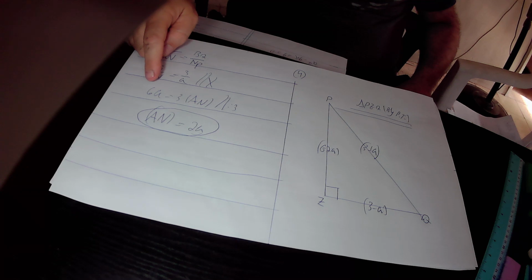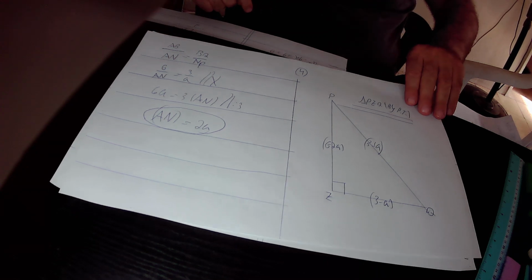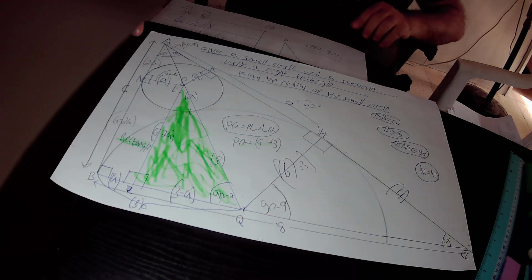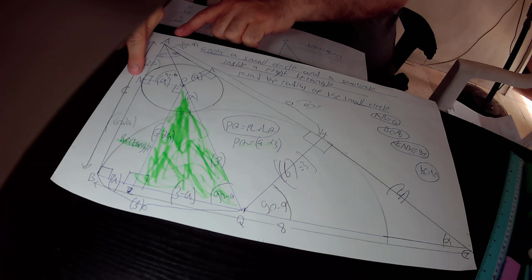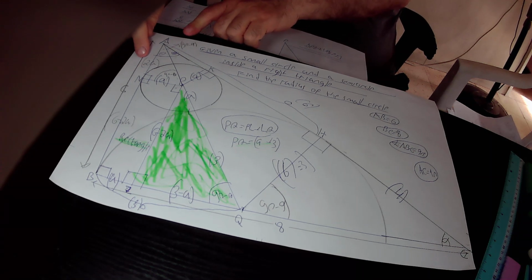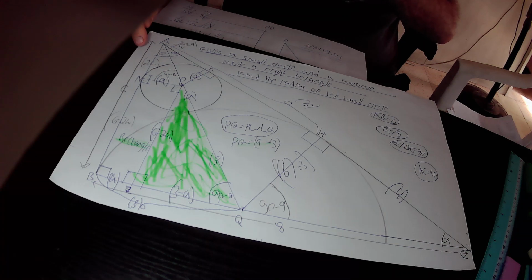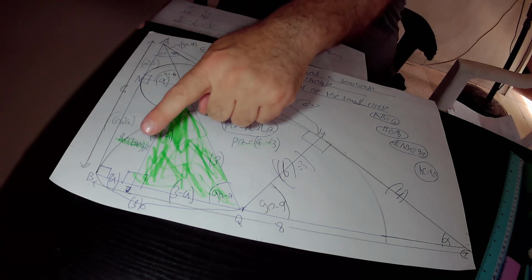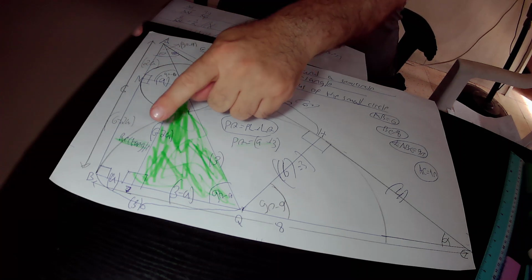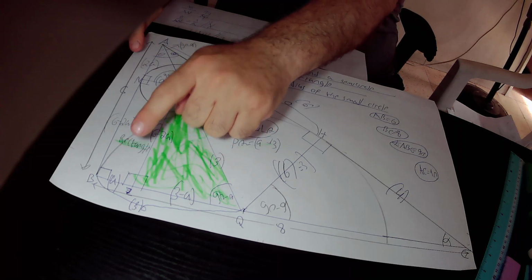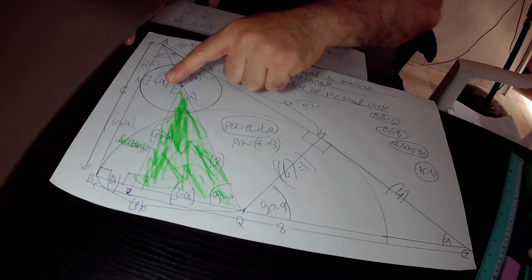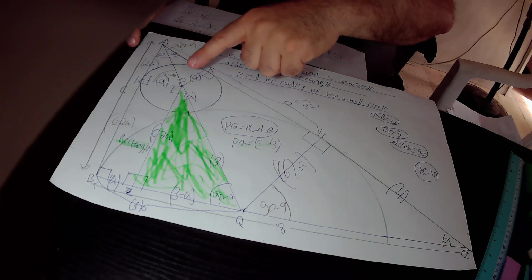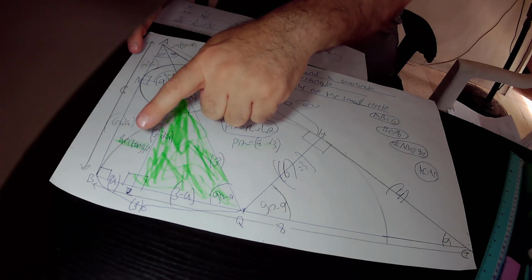6a over 3 is equal to 2a. So the missing side AN is equal to 2a units in length. AN equals 2a, AB equals 6, and therefore the missing segment NB must be equal to AB minus AN. AB is 6, AN is 2a, so in total the missing side NB equals 6 minus 2a.